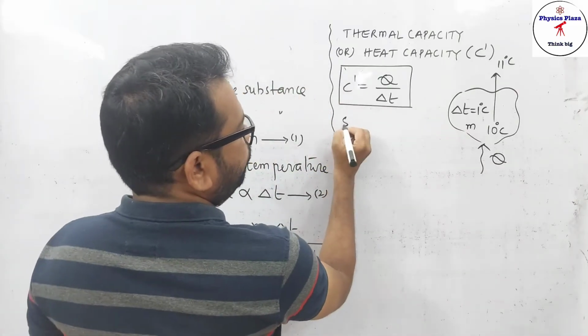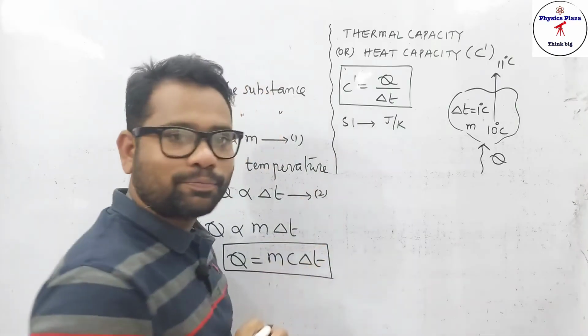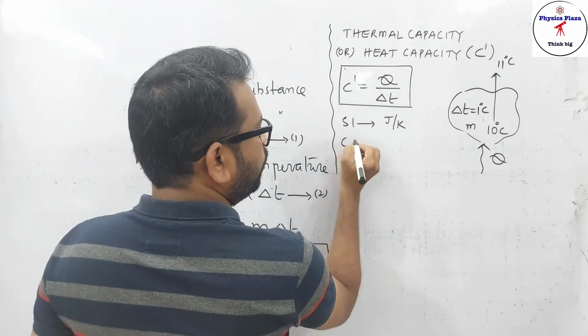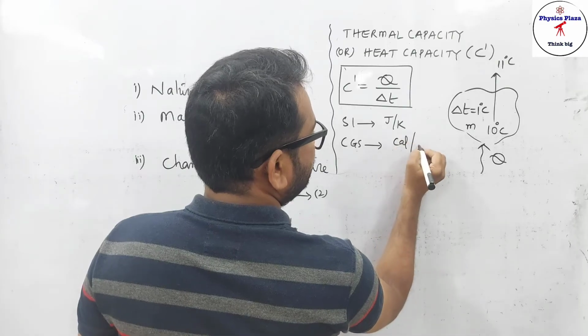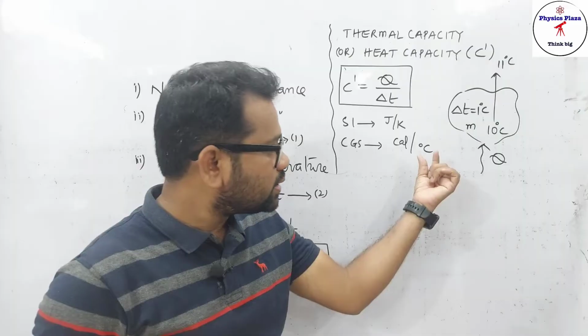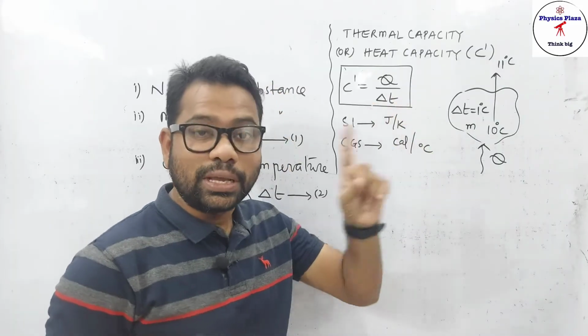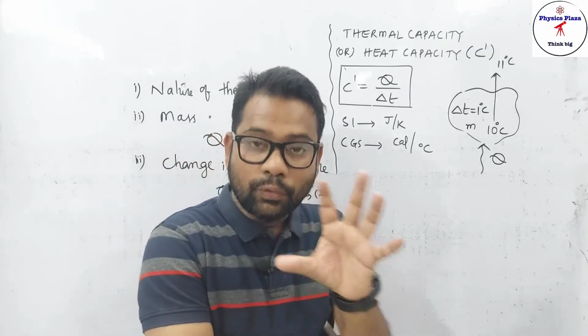Now let us see, what are its SI units, children? Joule per Kelvin. And what are its CGS units? CGS units are calorie per degree Celsius, or you can use Kelvin also, because change in temperature is the same in a Celsius scale as well as in a Kelvin scale. Is it clear? Fine, children.